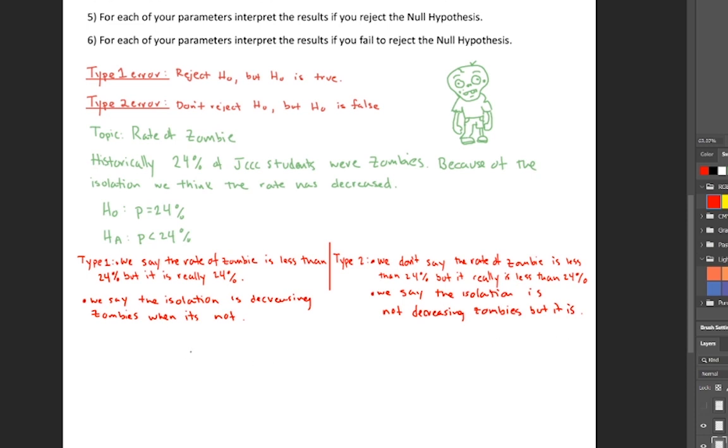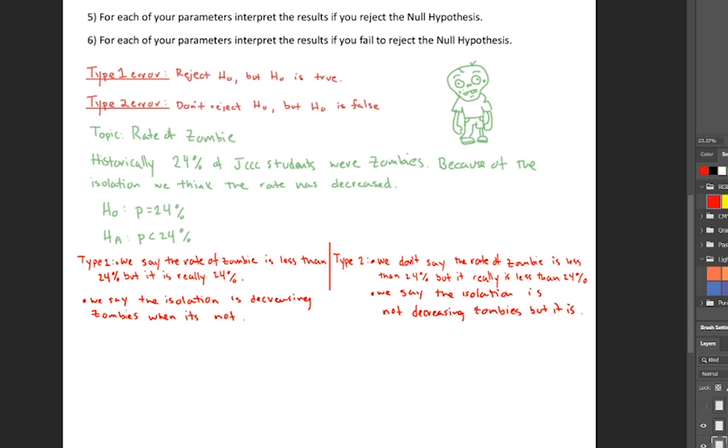So let's think about what some of the real-world consequences of this would be. So if we say the isolation is decreasing zombies and it's not, then what this means is everyone is like, yay, the isolation is decreasing the number of zombies. Let's just continue on with our isolation, and it's not going to do anything because we are wrong in our conclusion. And so we're telling people that isolation is working when it's really not.